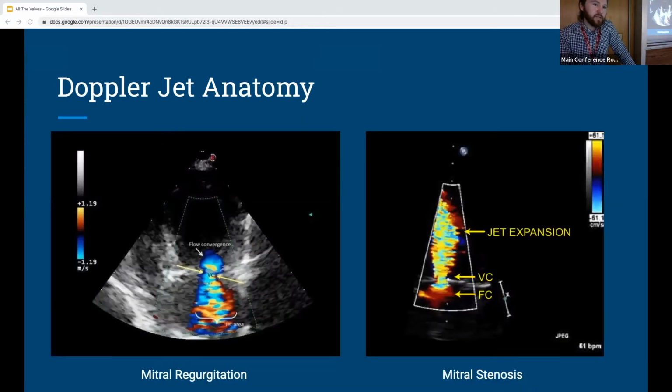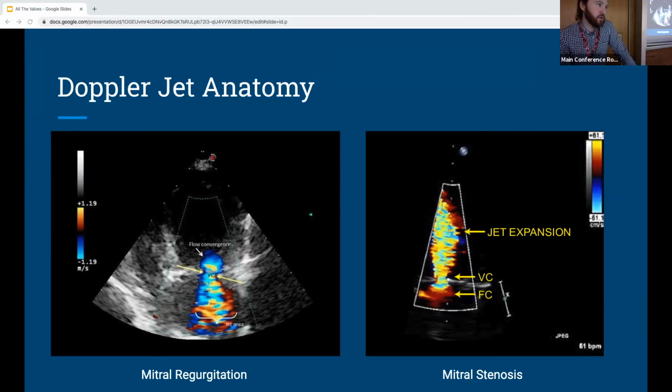So these are actual examples of the Doppler jets, both in mitral regurg and mitral stenosis, sorry. You can see the flow convergence area, the vena contracta, and the jet expansion areas. And what I liked about this is that it's two different pathologies, but the underlying jet anatomy holds true. So I just thought it was really interesting. You're not going to see it in a lot of them. Your typical jet is going to be mild. You're not going to see the vena contracta.